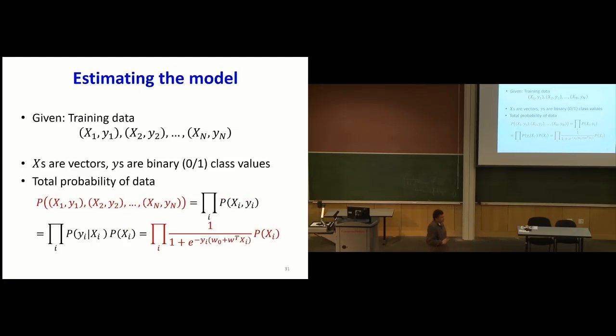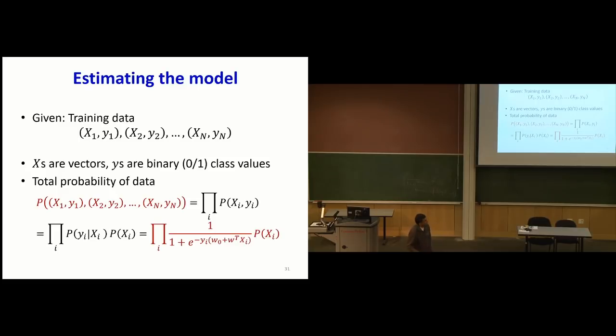So here is the setup. I have a bunch of training instances, x1, y1, x2, y2, x3, y3, and so on. The x's are input vectors. The y's are binary. They take the value plus 1 or minus 1, these are the class values. And so the total probability of the data is going to be the total probability of all of these training instances. Assuming that the training instances are independent of one another, that is going to be the product over all of the training instances of the joint probability of x and y.